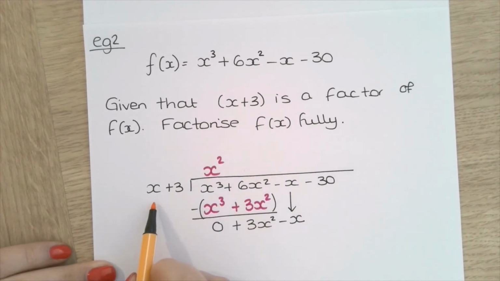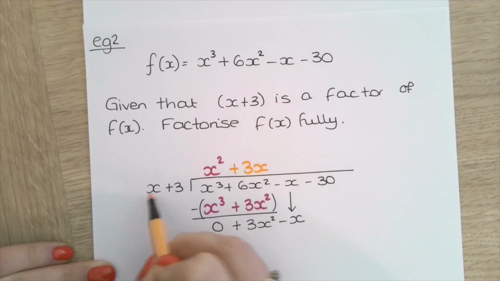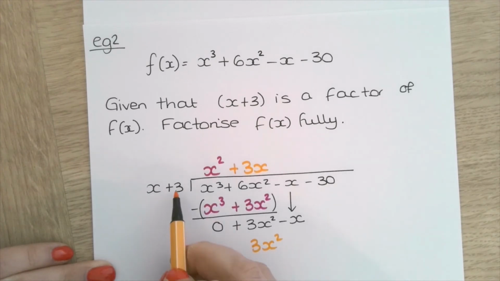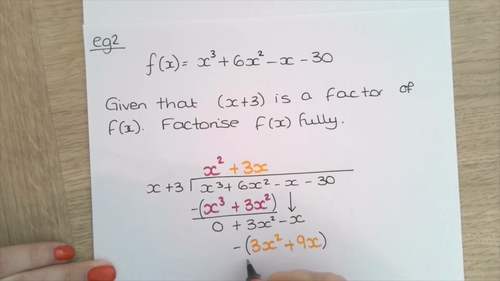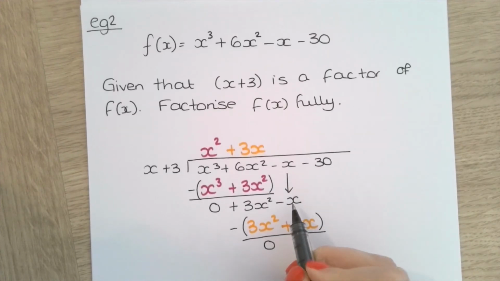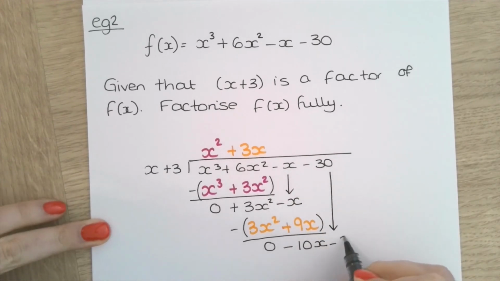3x squared divided by x is going to get me plus 3x, because x times 3x gets me 3x squared, and 3x times 3 gets me plus 9x. Subtract that from above. 3x squared take away 3x squared leaves me with 0. Negative x take away 9x is going to get me minus 10x, bringing down that last term.